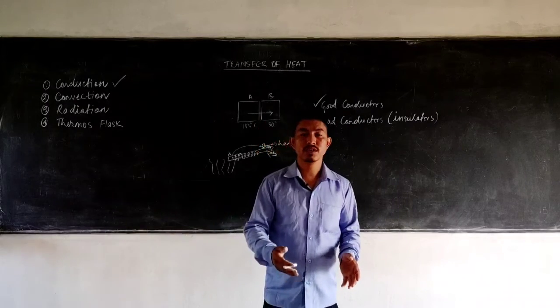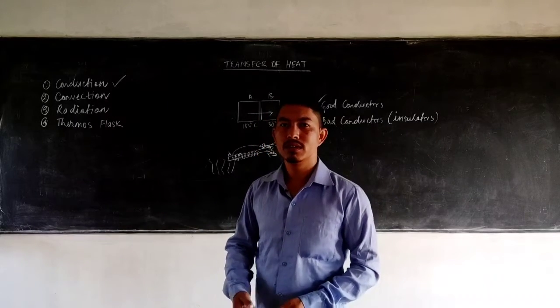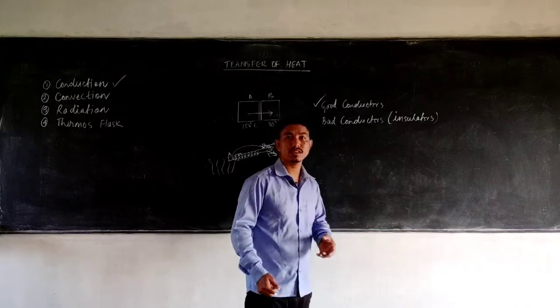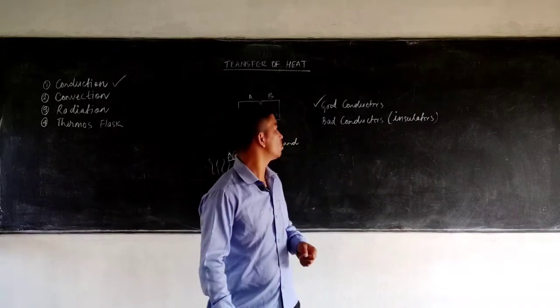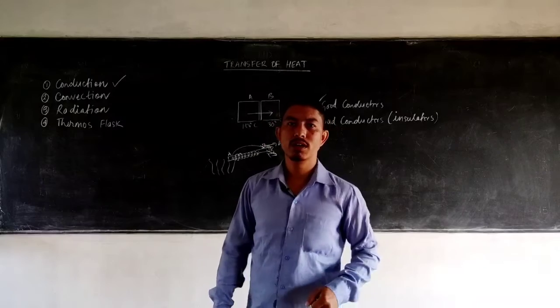The good conductors are usually used in places where heat transfer is required to happen rapidly, and the poor conductors are used in those cases where you do not want to feel the heat. Okay, so those are the applications of the good conductors and the bad conductors. There are many others which you may learn from your book as well.